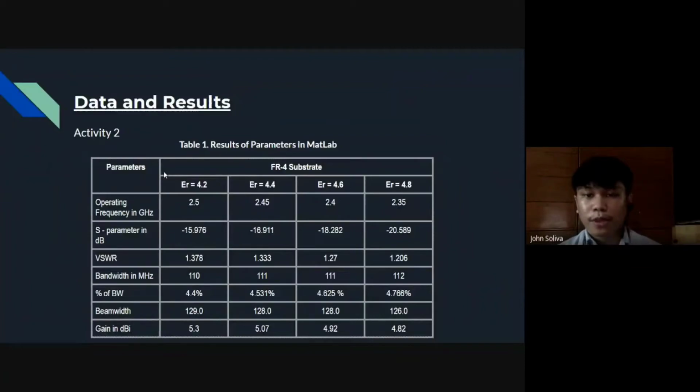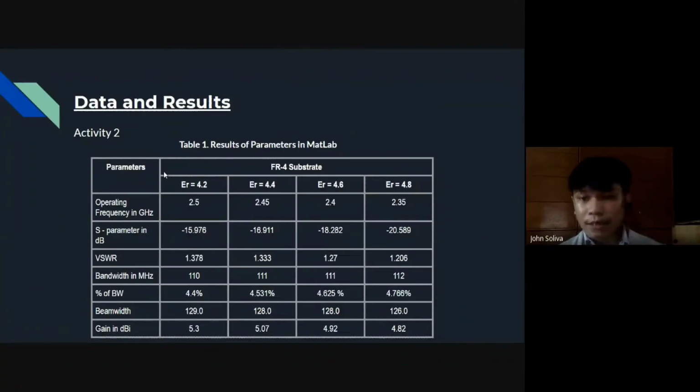In 2.45 gigahertz at 4.4, the S parameter in dB is negative 16.911, VSWR is 1.333, bandwidth in megahertz is 111, percent bandwidth is 4.531%, beam width is 128, and gain in dBi is 5.07. For the 2.4 gigahertz at 4.6, the S parameter in dB is negative 18.282, VSWR is 1.27, bandwidth in megahertz is 111, percent bandwidth is 4.625%, beam width is 128, and gain in dBi is 4.92.